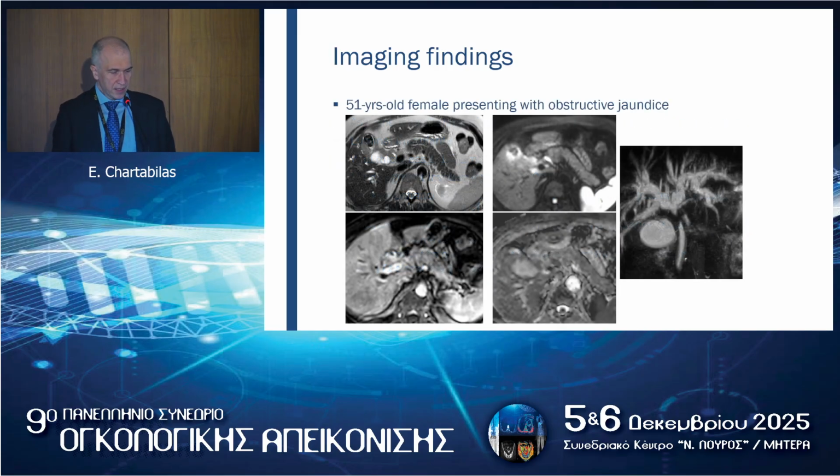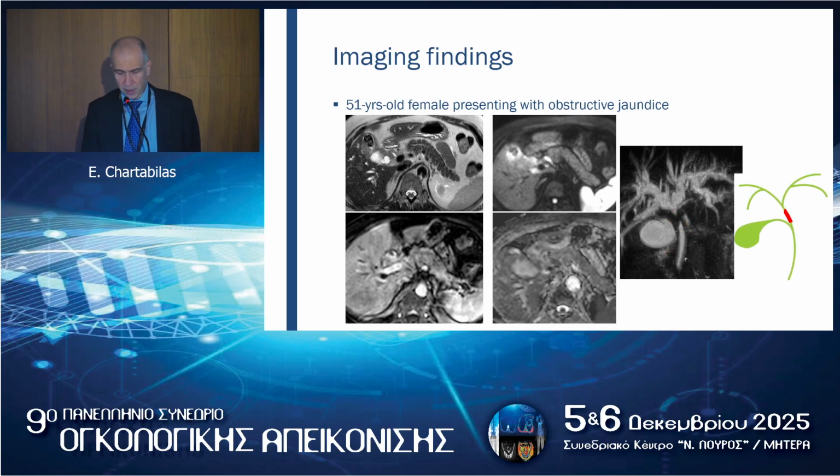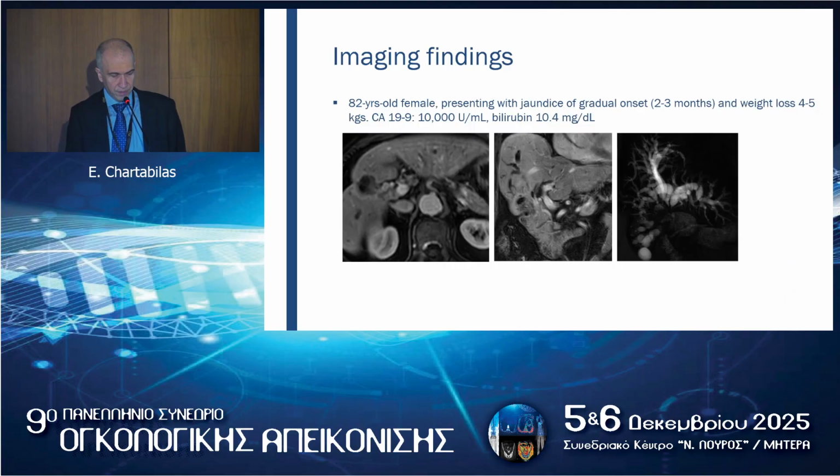This is a case, a 50-year-old woman. You see here there is this thickening of the common hepatic duct. Again, the diffusion restriction on DWI and ADC, and the enhancement on contrast-enhanced images. And then on the MRCP, you see here the disruption of the common hepatic duct. So it's a Bismuth 1 subtype.